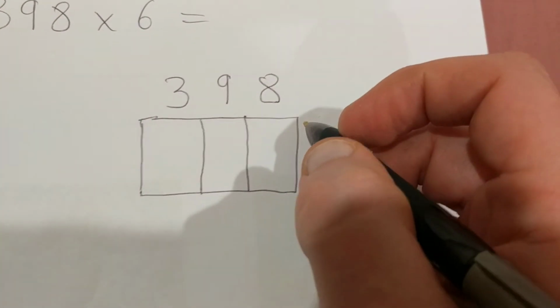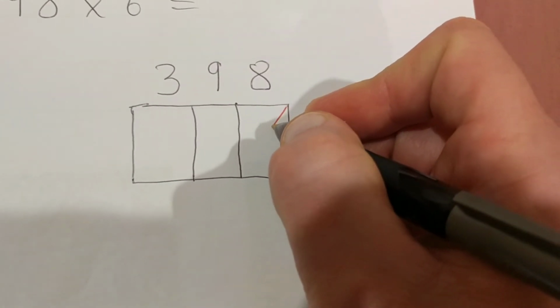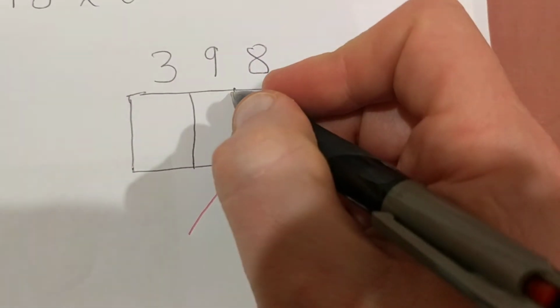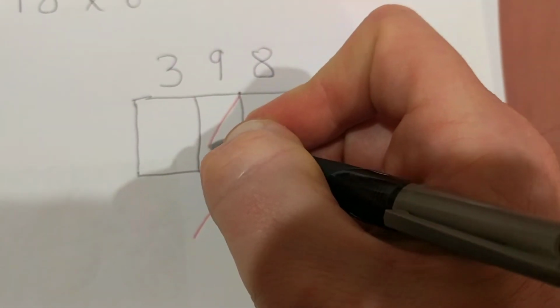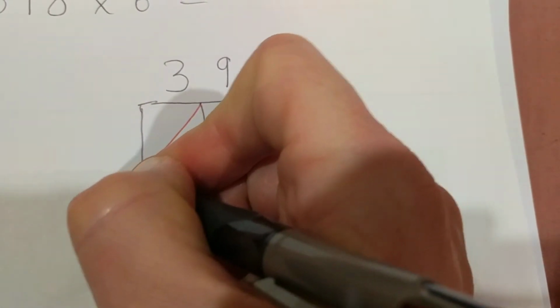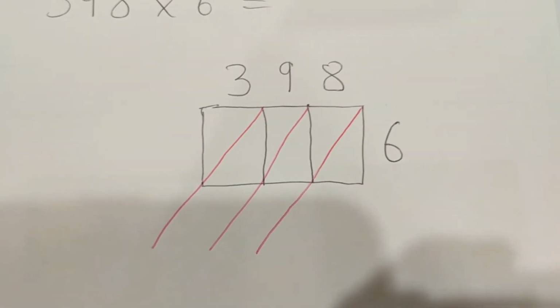Okay, then it's best to use a different colour for this. You draw diagonal lines from each box, and you keep going a little bit because that's going to become the answer later in this lattice method. So you just need to draw a diagonal line through each box that you've got, and then we can start working it out.